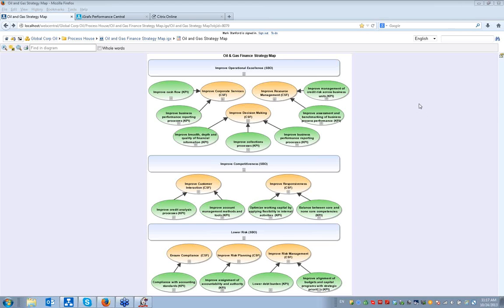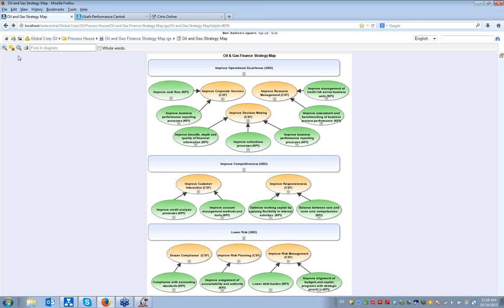So during our presentation today, I'll show a specific business transformation example from Global Corp Oil, a fictional Fortune 100 energy company. Early in their innovation and transformation initiatives, Global Corp Oil designed a strategy map to analyze and prioritize their finance-related standardization and integration goals. It's divided into strategic business objectives. That's seen in the top and in the middle and the lower risk strategic business objective that you see here.